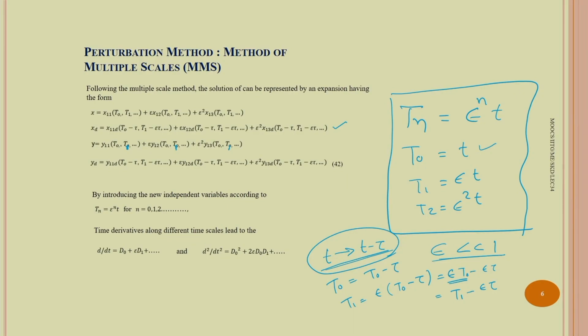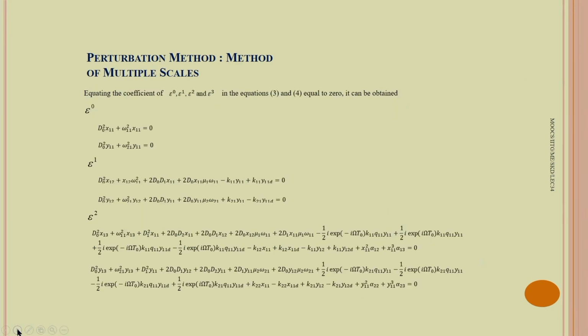y12d and y13d. Writing x, y and the delay parts in this form, and using d by dt equal to D0 plus epsilon D1, and d squared by dt squared equal to D0 squared plus 2 epsilon D0 D1, we can reduce our equation and then separate the orders of epsilon, that is epsilon to the power 0, epsilon to the power 1, epsilon to the power 2. So we have these equations.